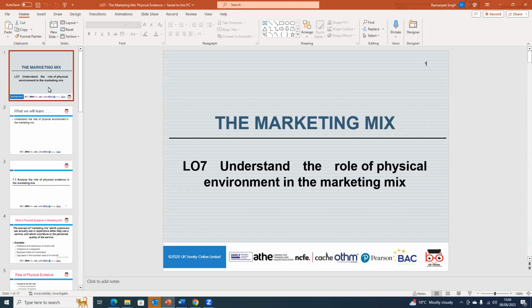So today we're going to start the last of the learning outcomes, which is learning outcome number 7. This is to do with the role of physical environment in the marketing mix. This is the 7th element in the marketing mix. We have discussed 6 elements before, correct?